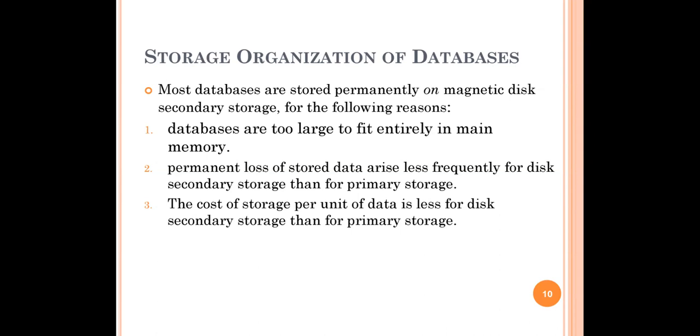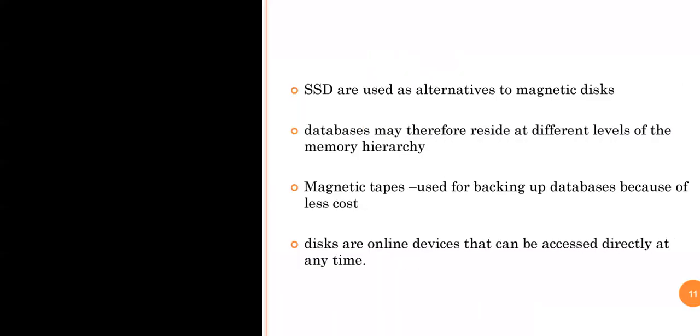The cost of storage per unit of data is less for disk secondary storage than for primary storage. If you store your data in primary storage, RAM, it will slow down your processing. So only the basic operations, the main version of your operating system, and important programs which you cannot transfer to secondary storage can be stored in primary storage, because primary memory is very costly compared to disk storage. So magnetic disk storage devices play an important role in storing, retrieving, and organizing large amounts of data.